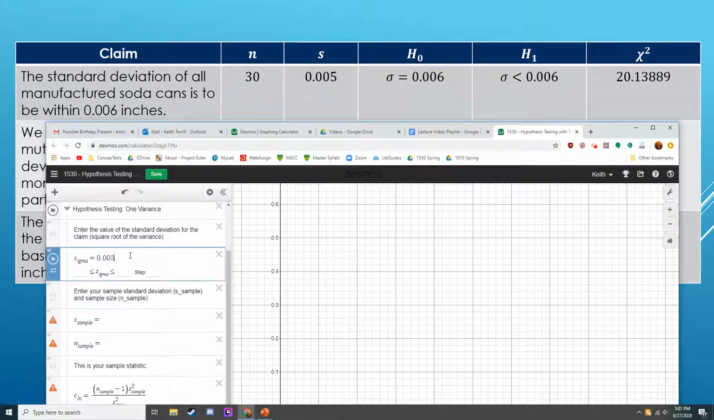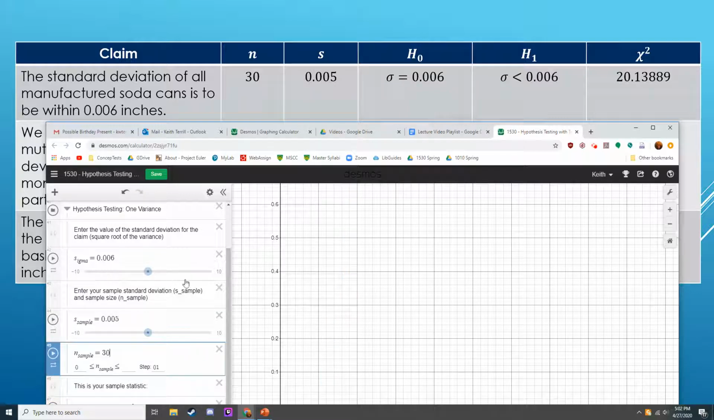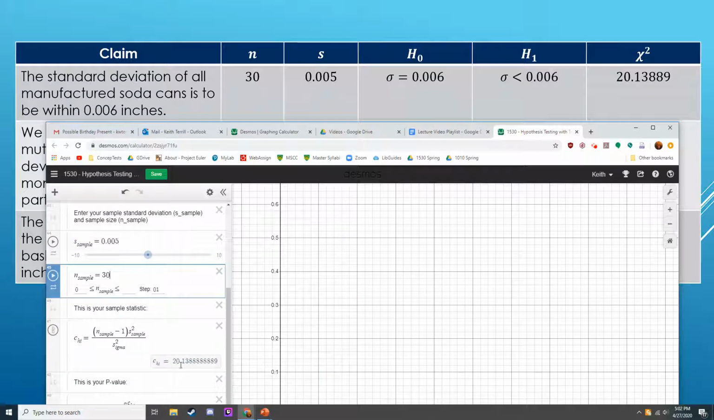Sorry, that was for the sample. Whoopsie. For the claim, it was 006. For the sample, it was 005. And we were basing that off of 30 samples. So there is our chi-squared value.